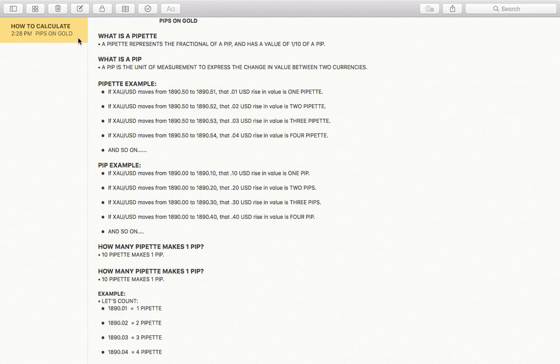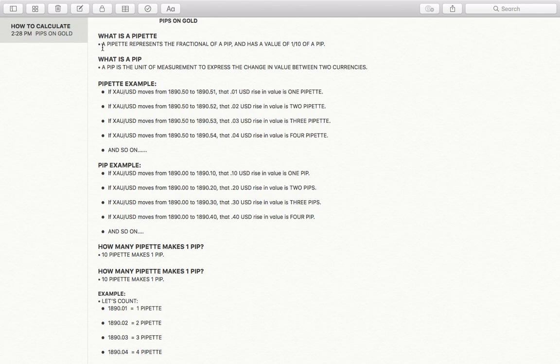Okay, so as you can see, how to calculate PIP. By the way, before you start calculating, you need to know what PIP means, right? So what is PIP actually? PIP is a unit of measurement to express the change in value between two currencies. So you have to take note of this: two currencies. This is the keyword, two currencies. So when I talk about stock in my next video, you're going to understand what I'm saying.